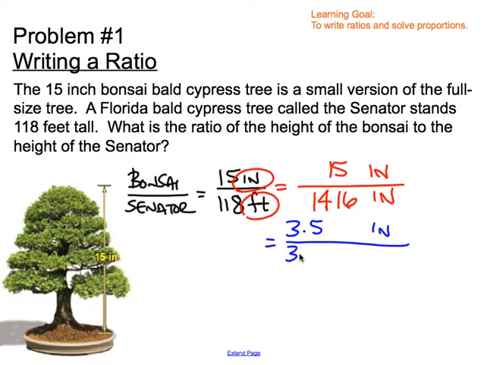So 3 goes into 14 4 times. There's 2 left over. Goes into 21 7 times. And 3 goes into 6 twice. So here we were able to cancel the 3's. Since 5 is a prime number and 472 is not divisible by 5, we know that the ratio of the height of the bonsai to the height of the Senator is 5 to 472.